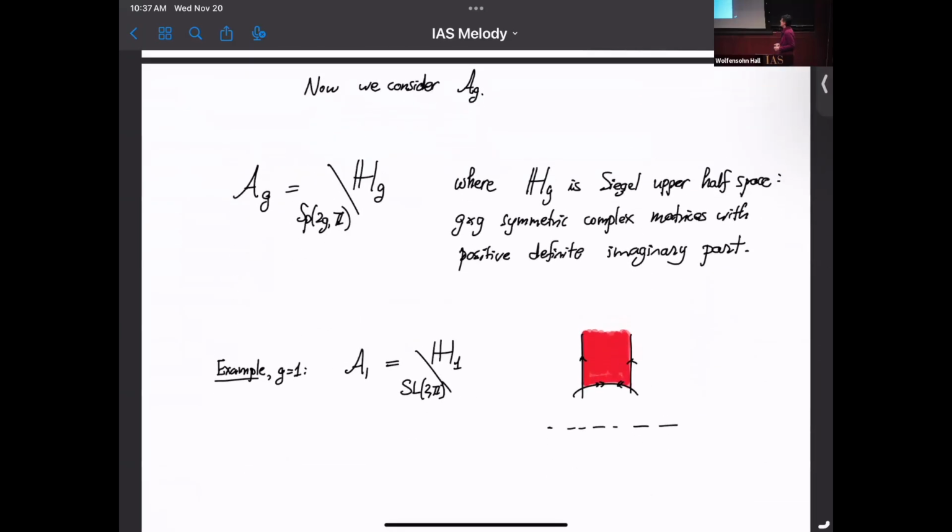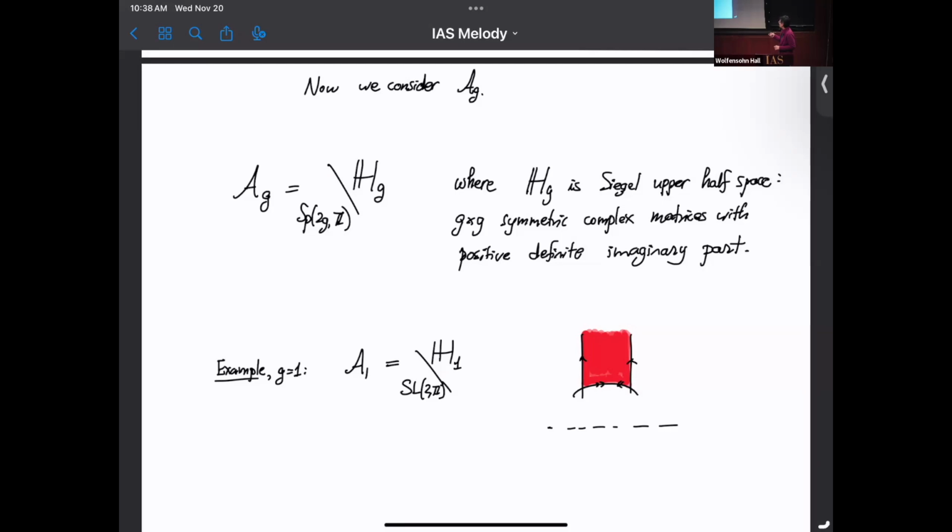Okay, the main player of today's talk is AG, which, okay, I'll give you a definition which makes it not at all obvious that this thing is a variety. I already did that for MG, so maybe you're not too unhappy. If I had defined MG, I could have defined it as the quotient of a contractible space, which is known as Teichmüller space, by the action of the mapping class group. Here, the Teichmüller space is replaced by the so-called Siegel upper half space. This is the definition: G by G symmetric complex matrices whose imaginary part, which is a symmetric real matrix, is required to be positive definite.